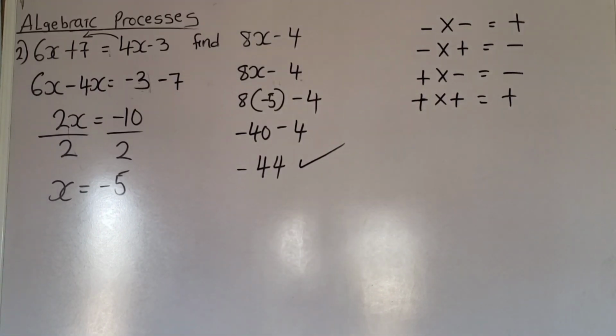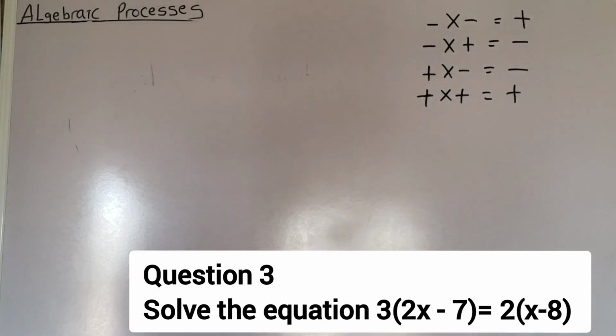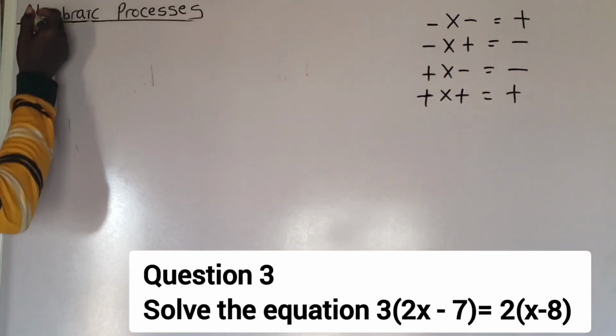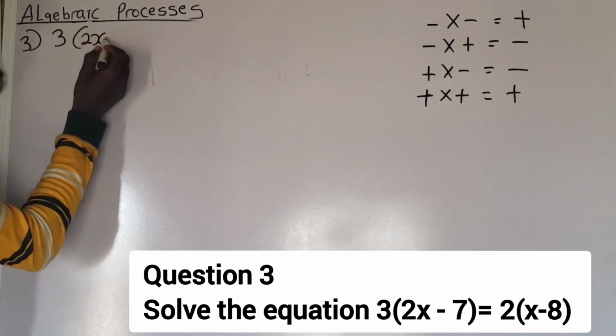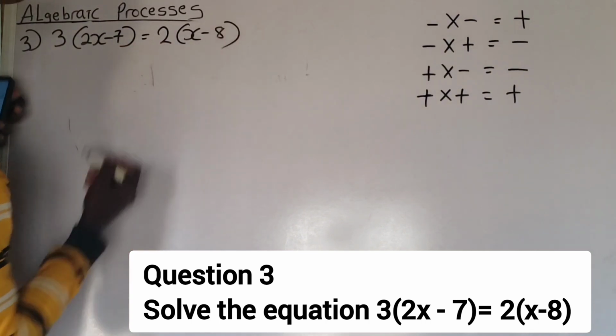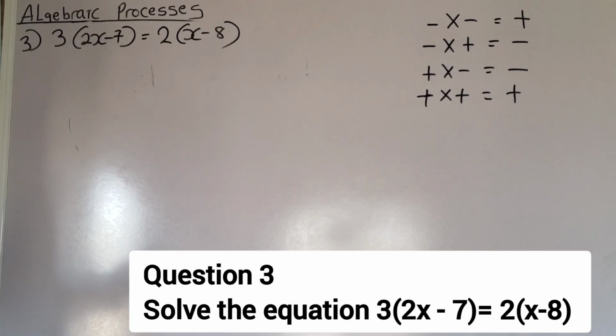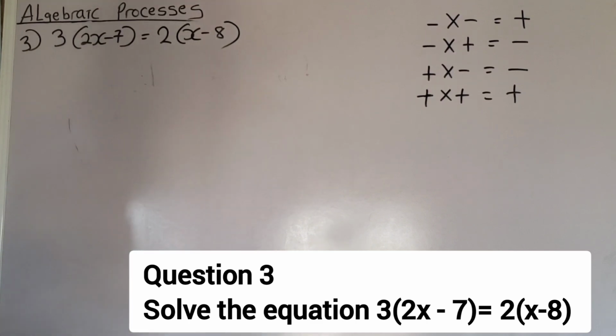Okay, let's proceed to the third question. Question 3. Solve the equation 3 into bracket 2x minus 7 equals 2 into bracket x minus 8. Don't forget the order of operation that I told you in our first class, BODMAS. Now, check the bracket. Can anything be done to the bracket? There is nothing. So the next step is to open the bracket with the value that is outside the bracket.